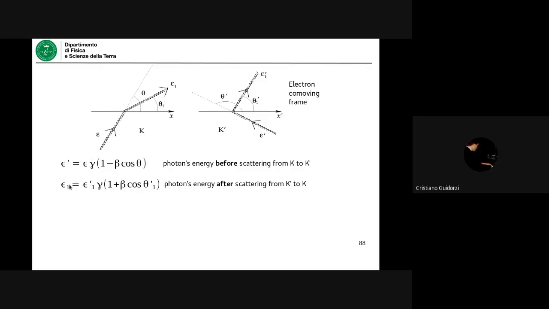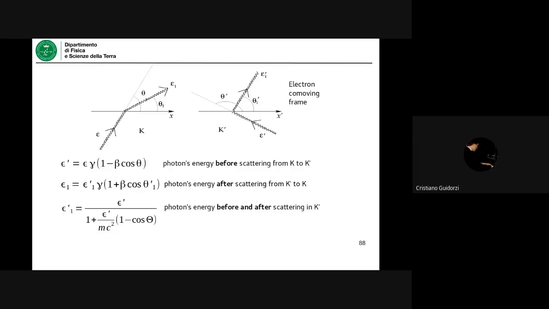But you see, now the link is what relation lies between epsilon prime and epsilon 1 prime, the initial and final energy of the photon in the comoving frame. But this is something that we already know. We obtained it from Compton scattering. That's exactly the case here. In this frame, the electron was at rest at the beginning, so we can apply this formula straight away, with a caveat.